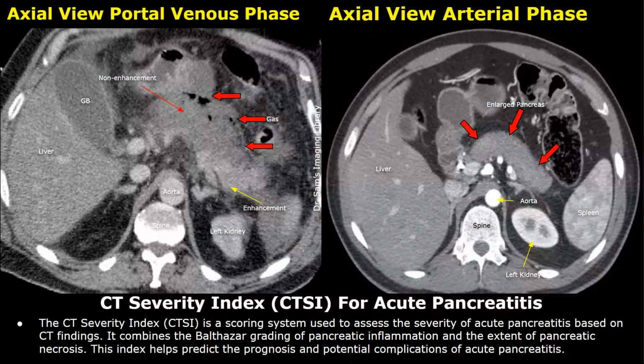Acute pancreatitis is a sudden inflammation of the pancreas that can range from mild to life-threatening. On a CT scan, its severity can be determined. The Balthazar score, also known as the CT Severity Index, CTSI, is used to assess the severity of acute pancreatitis based on findings from a CT scan. This scoring system helps determine the extent of the pancreatic inflammation and necrosis, which is important for prognosis and management.